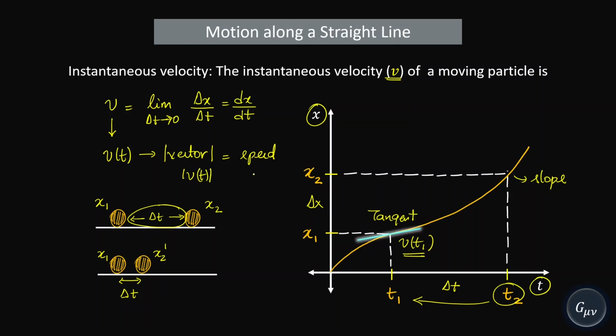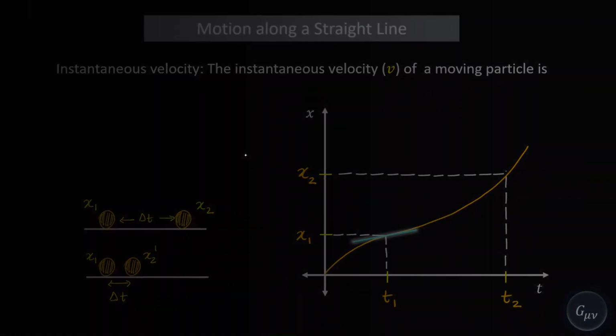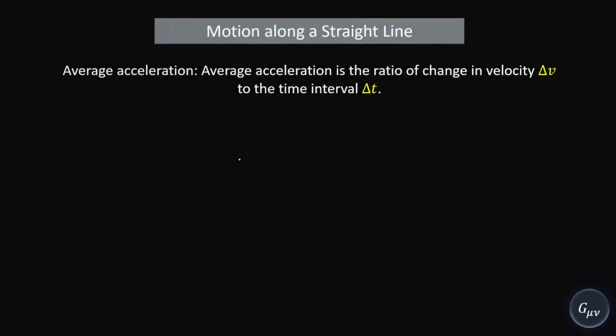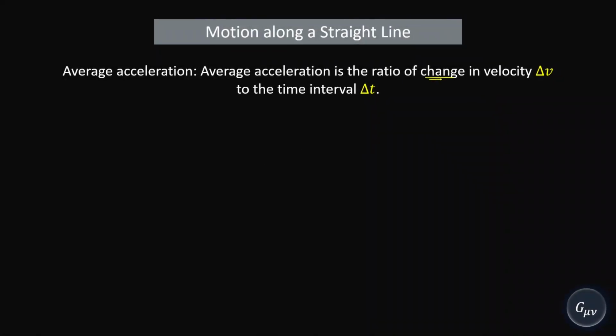The next big idea is the average acceleration. Average acceleration is the ratio of the change in velocity delta v to the time interval delta t during which the change in velocity occurs. So mathematically, this is written as a_avg is equal to delta v divided by delta t.